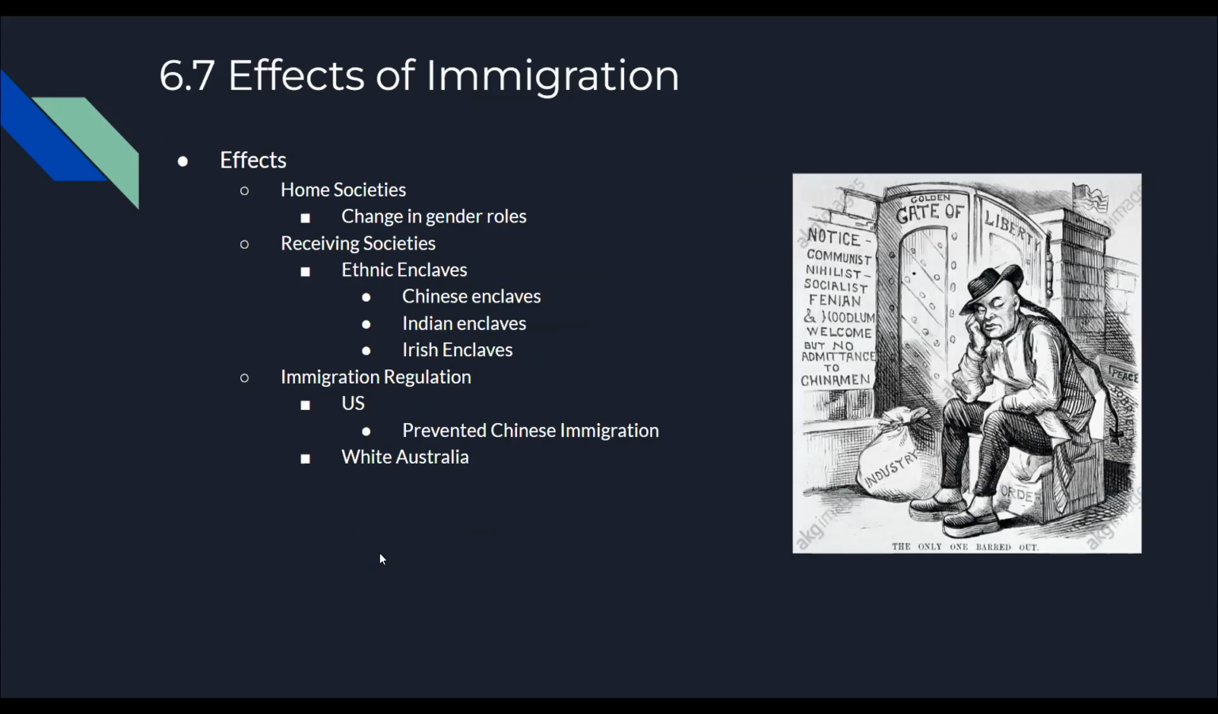So 6.7, effects of immigration. Some of the main effects in home countries where the people moved from is that it resulted in a change in gender roles. Most of the people who moved were men, and so this led to greater autonomy for females, and greater equality at that point because there were more females than males.